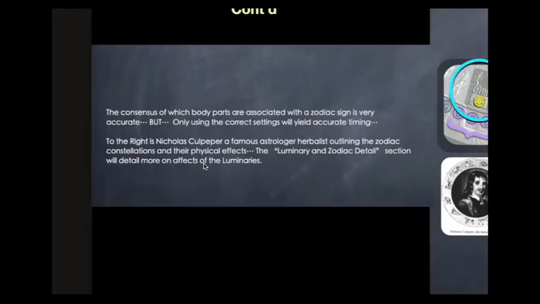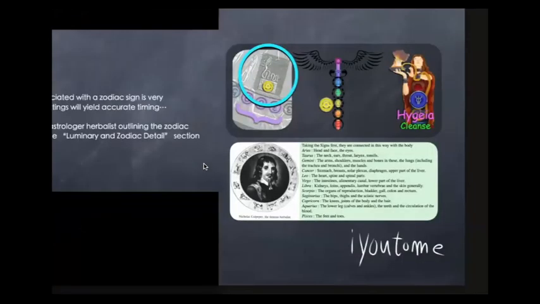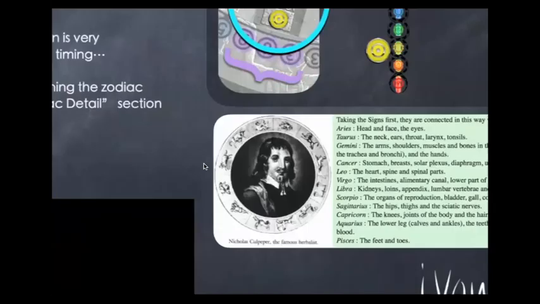So to the right is Nicholas Culpeper, a famous astrologer, herbalist, outlining the Zodiac constellation and their physical effects. The luminary and the Zodiac detail section will detail more on the effects of the luminaries. So I won't go over these all, but I'm just going to say a couple.